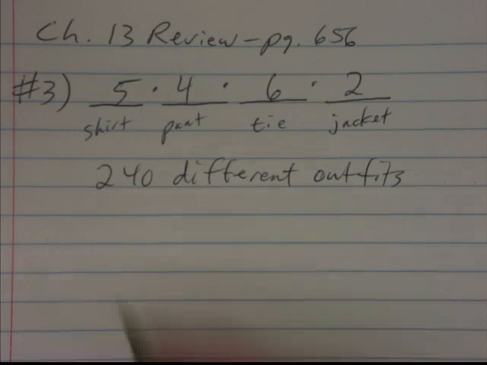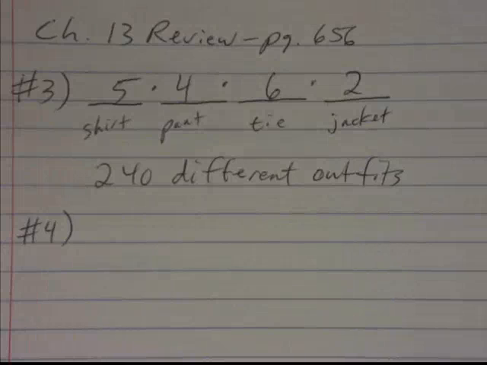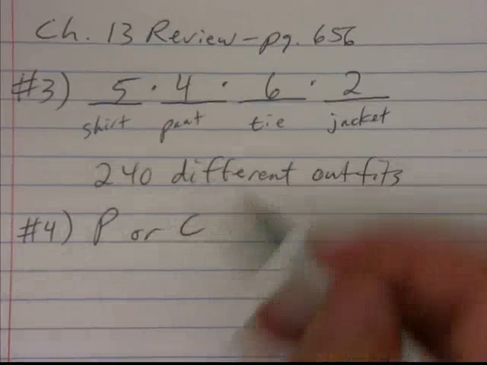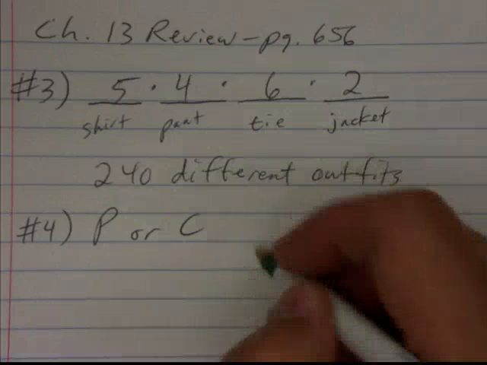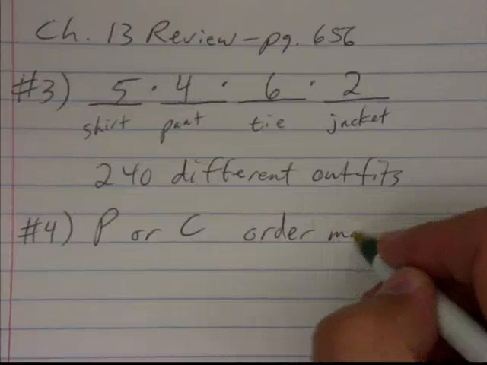The next problem to look at is number 4. Number 4 says a rock climbing club has 14 members. If the club wants to select a president, vice president, and treasurer, all of whom must be different, in how many ways can this be done? Well, this one can actually be a permutation or a combination, and we have to determine which one it is. And in order to determine that, we need to ask the question, does order matter?